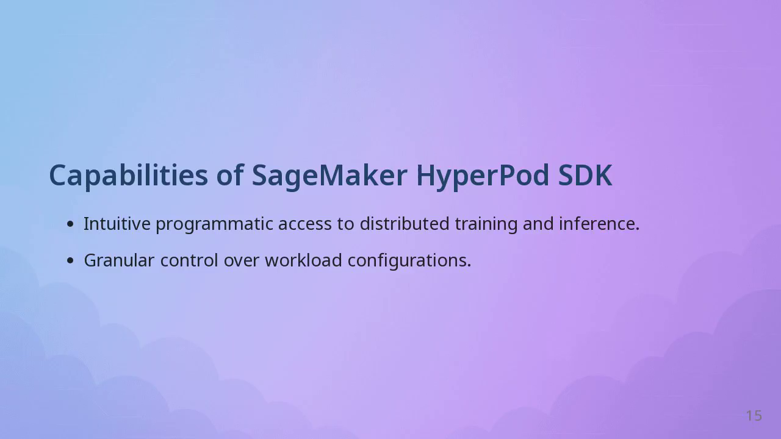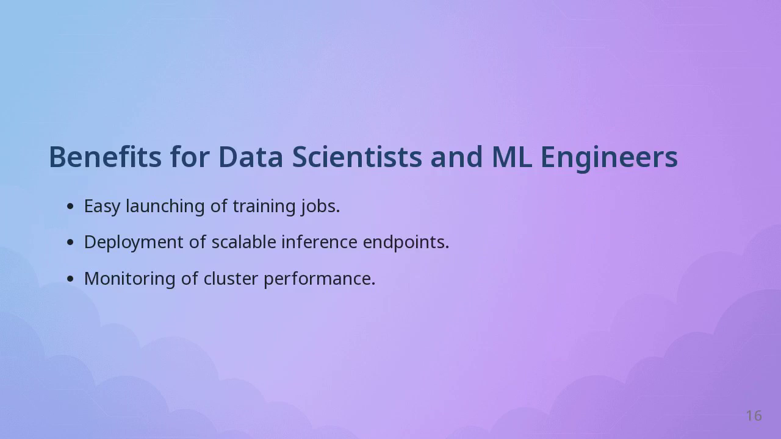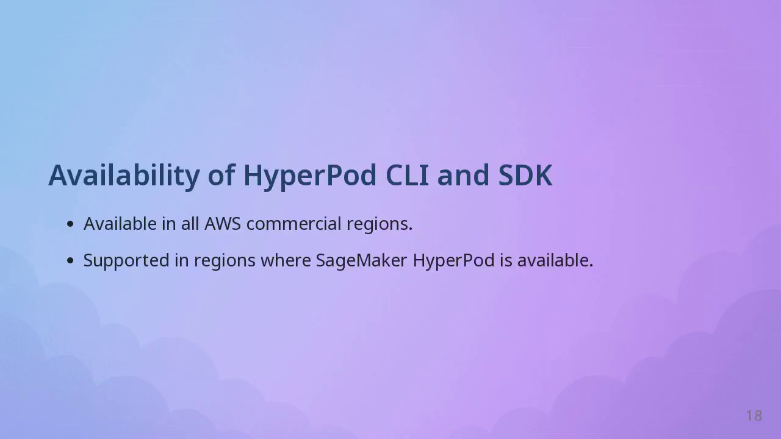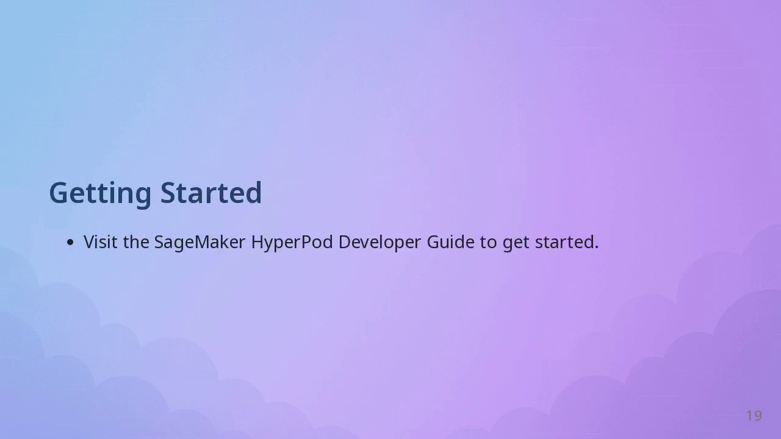over workload configurations. With these tools, data scientists and ML engineers can easily launch training jobs, deploy scalable inference endpoints, and monitor cluster performance. Using simple commands, customers can access system logs and HyperPod observability dashboards, which help debug issues and accelerate model development. The HyperPod CLI and SDK are available in all AWS commercial regions where SageMaker HyperPod is supported. To get started with the SageMaker HyperPod CLI and SDK, visit the SageMaker HyperPod Developer Guide.